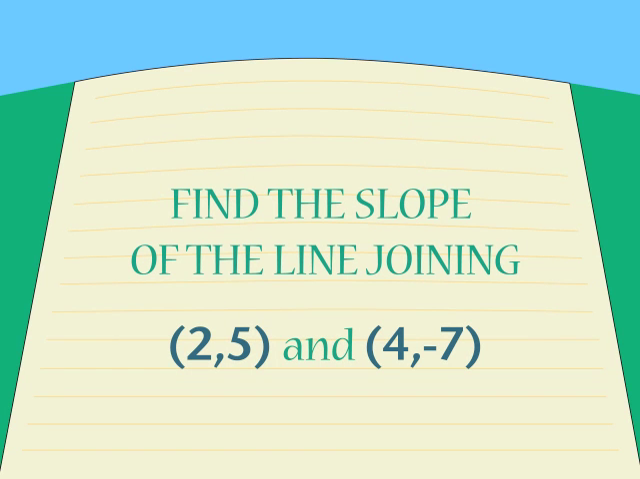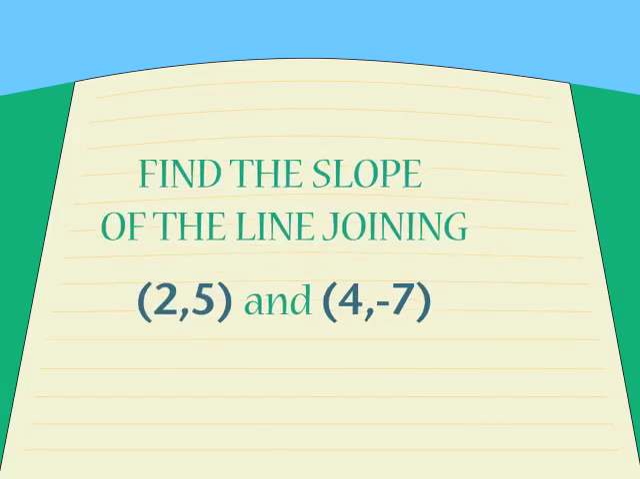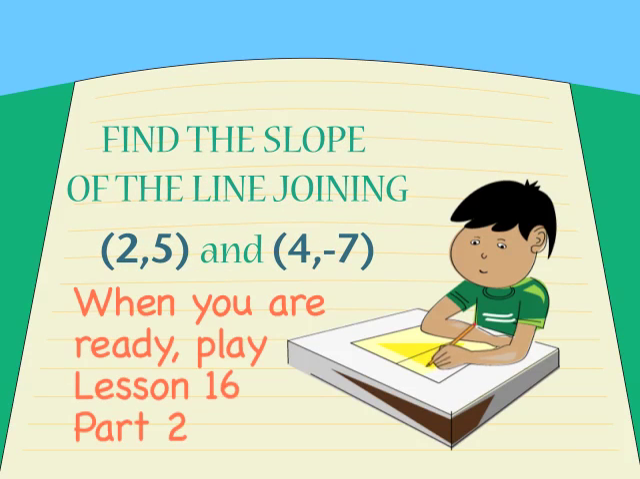Use the formula to solve a problem on your own. Find the slope of the line joining these 2 points. Pause the program while you work out your answer. When you're ready to compare solutions, click play again.